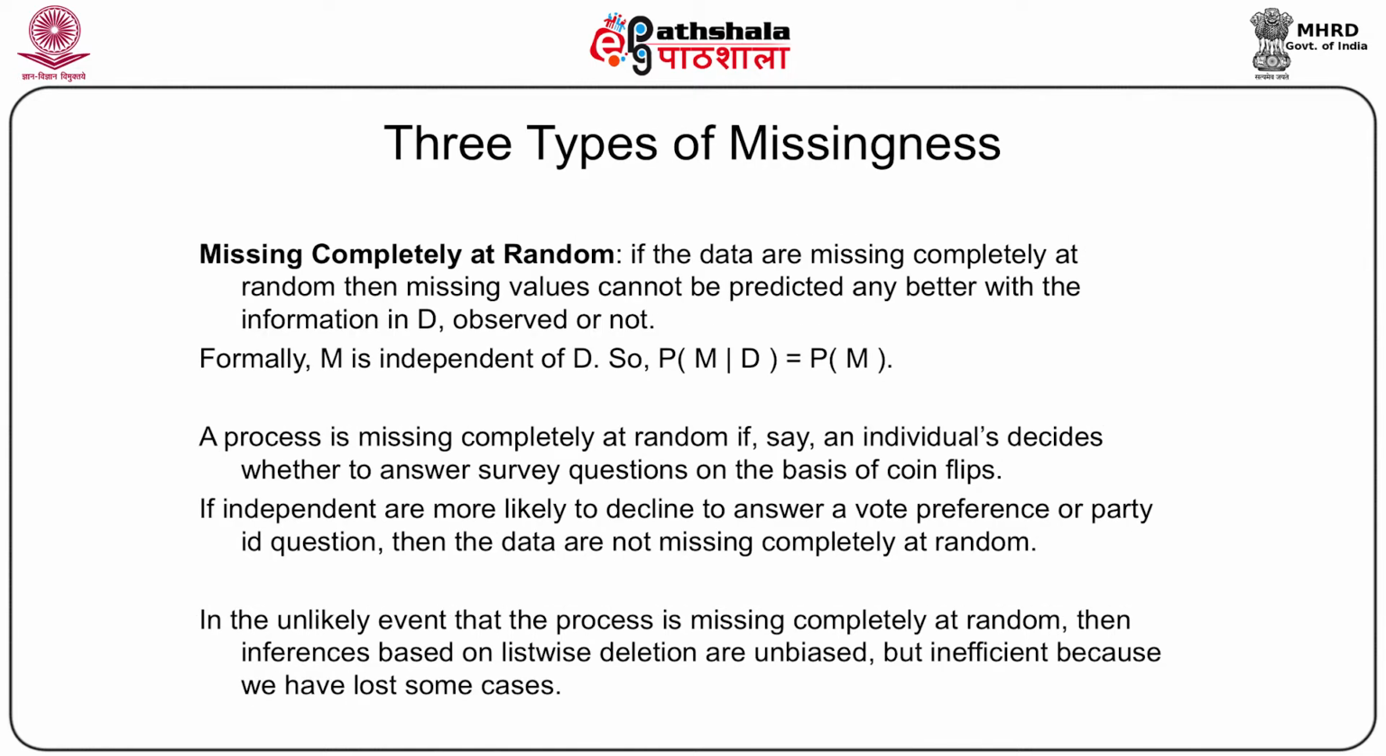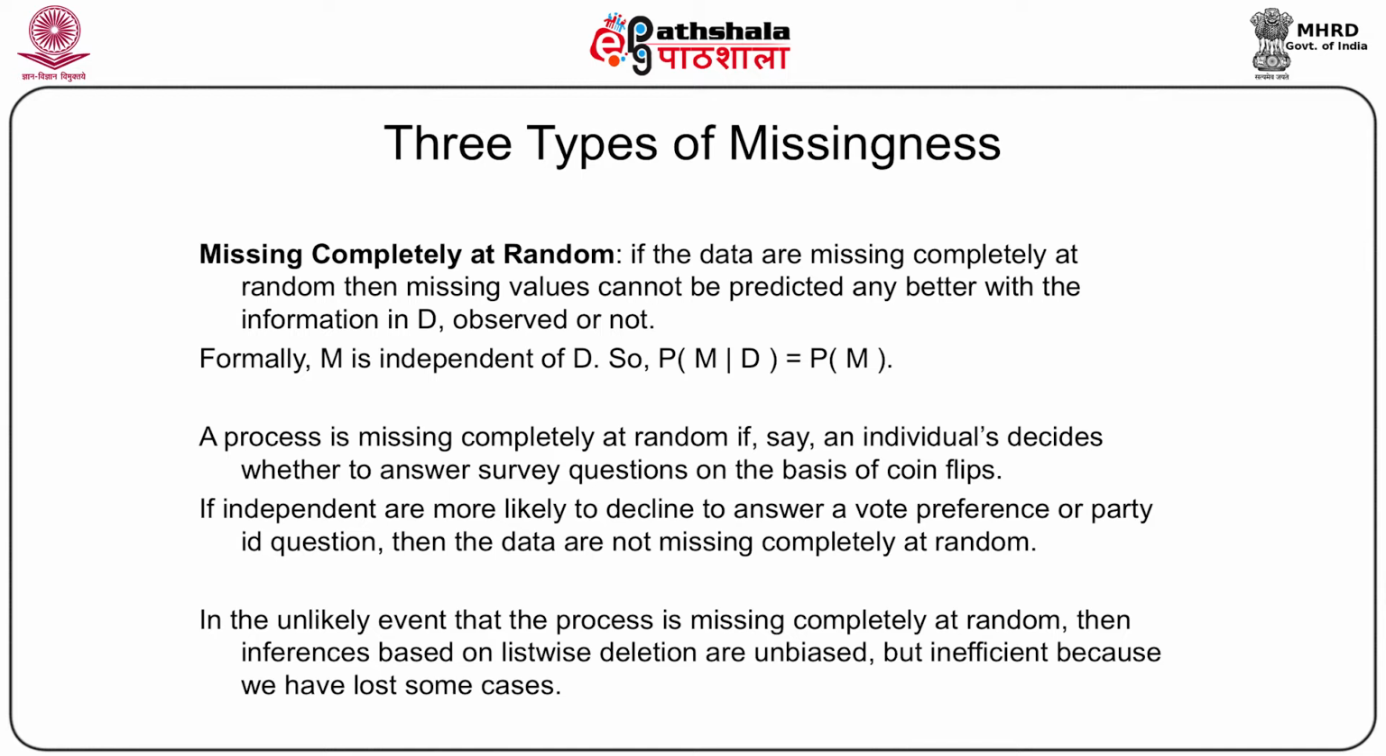There are three types of missingness which we encounter in real world data collection. The first one is called missing completely at random. If the data are missing completely at random, then missing values cannot be predicted any better with the information in D, observed or not. Formally, M is independent of D, so probability of M given D equals probability of M.